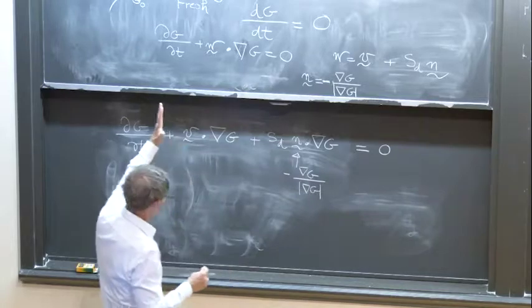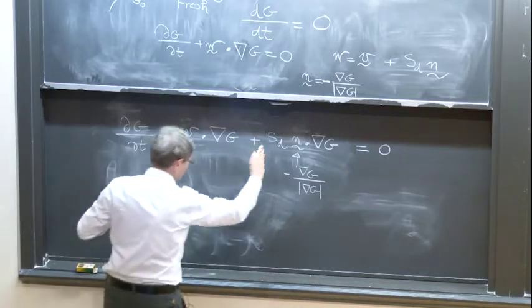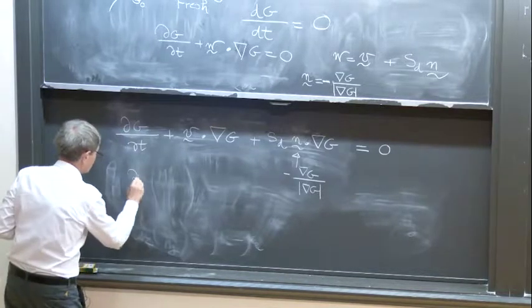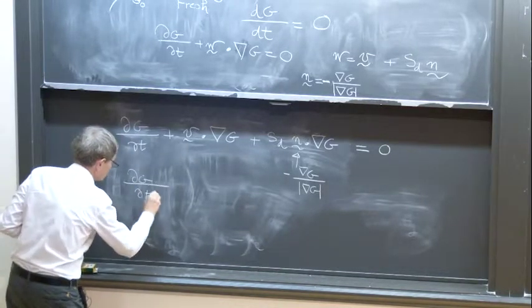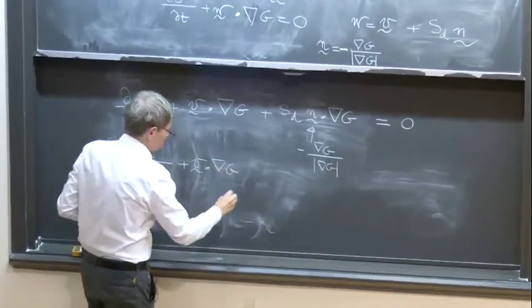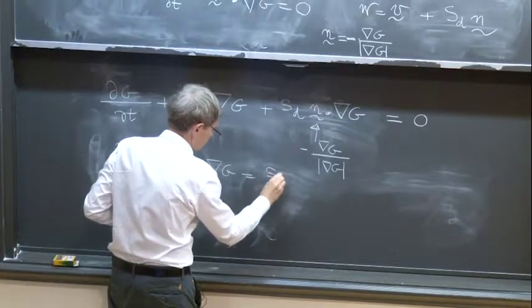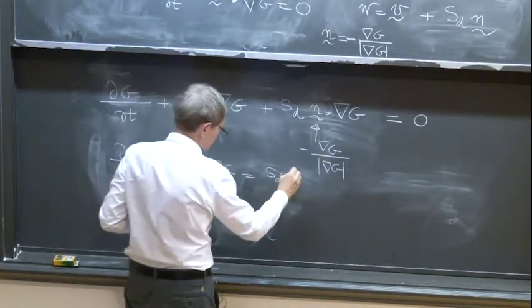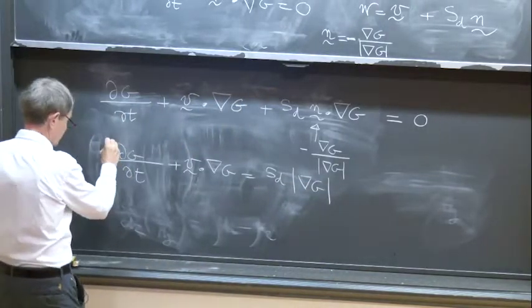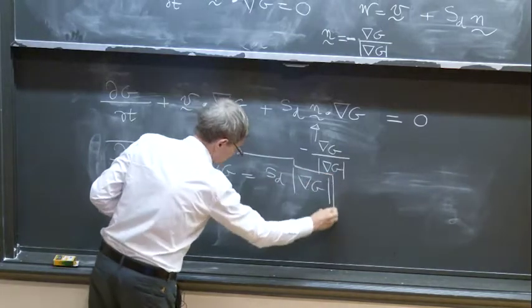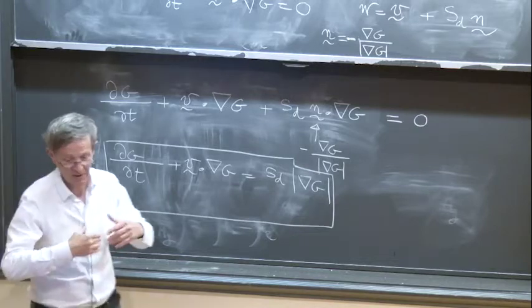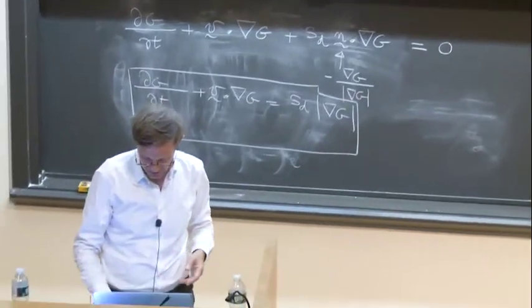So yes. Let's put this term on the other side. So it makes dG/dt plus V gradient of G is equal to S_D times the modulus of gradient of G. So this is the standard G equation. It's a way to describe a front having a certain velocity.